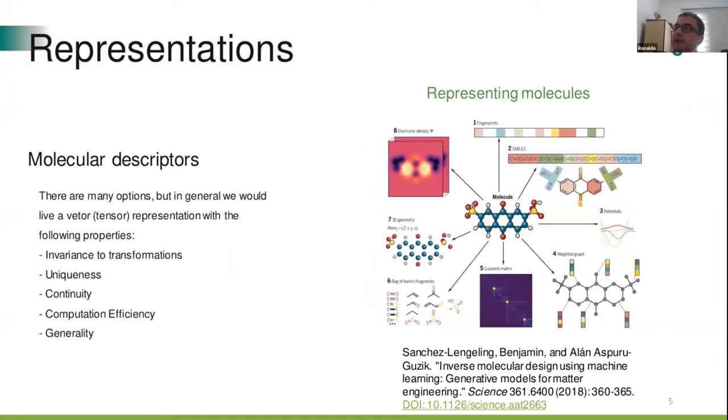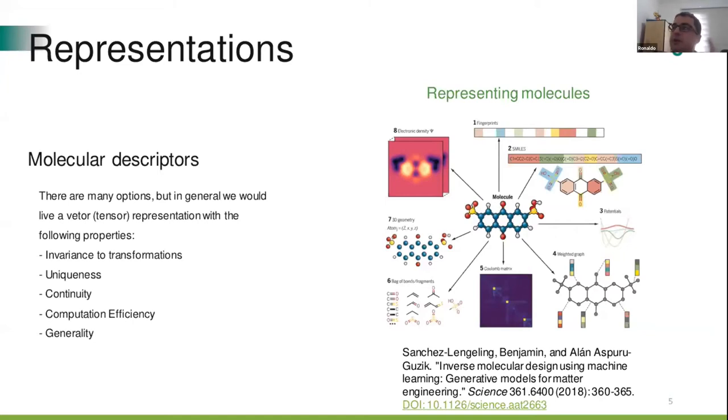And then specifically for material science data, we need to find very good representations that capture information from the data, so that the learning algorithms can use this information to fit the data. There are many options available. This is a good review that shows some of them. But in general, your representation should be invariant to transformation. If you rotate or shift the data, this should not affect your representation.